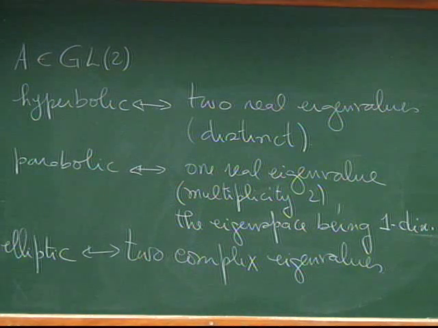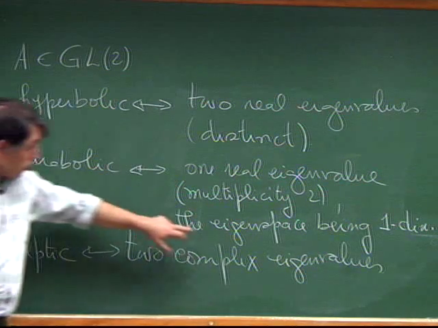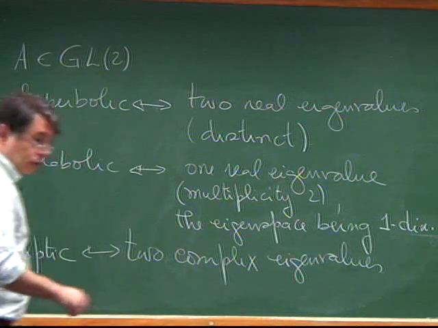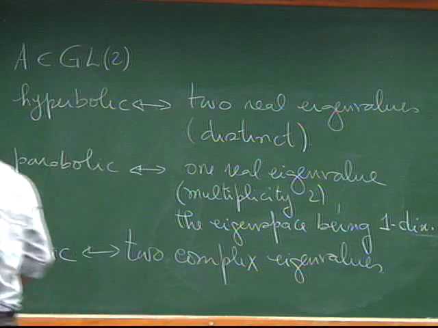Okay, so that's the definition for the purpose of this exercise. Not all matrices belong to these 3 groups. The ones that I'm not including here are the multiples of the identity, which have 1 real eigenvalue, and the eigenspace is 2-dimensional. But I'm not interested in those.